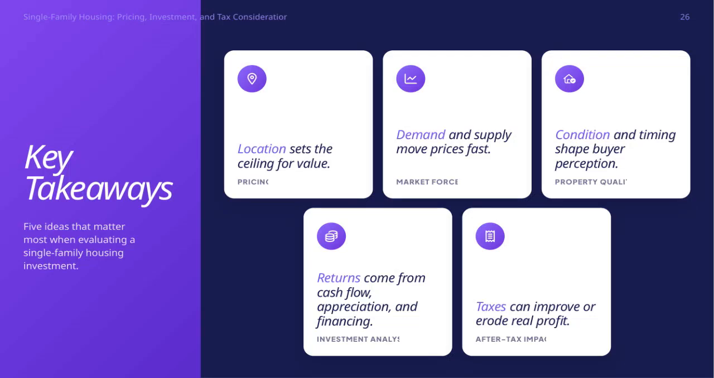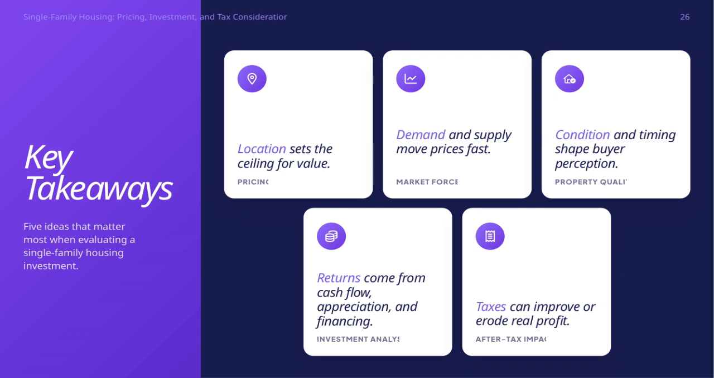Let's go over the 5 key ideas that are crucial when evaluating a single-family housing investment. First, location is fundamental. It essentially sets the ceiling for the property's value, no matter how well the property is maintained. If the location isn't desirable, the potential value is limited. Next, pricing is driven swiftly by the forces of demand and supply. When demand outpaces supply, prices rise quickly and vice versa. Then we have property quality, where the condition and timing of your investment can significantly shape how buyers perceive the value. High-quality properties or well-timed purchases often attract better offers.